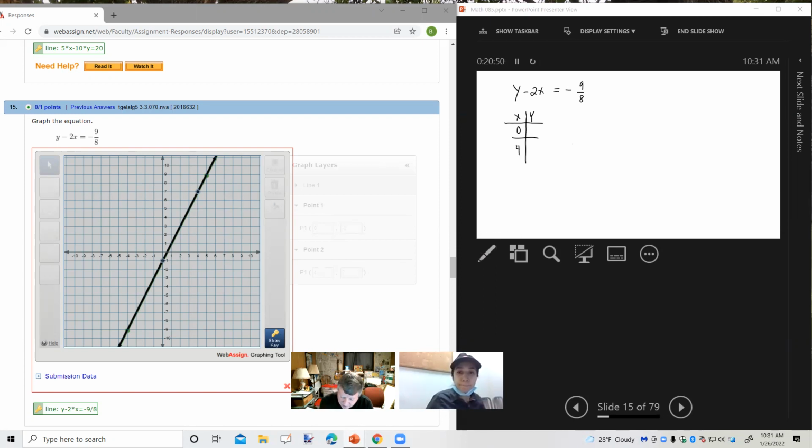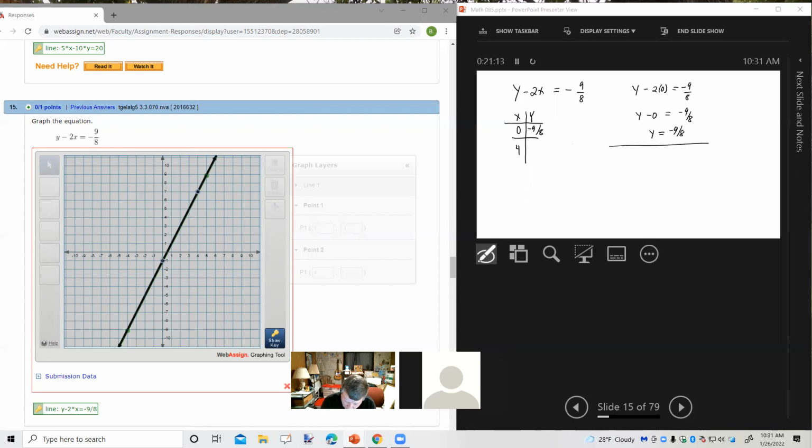First of all, if x is 0, and we put that into this equation, we get y minus 2 times 0 equals negative 9/8, which would be y minus 0 equals negative 9/8, or just y equals negative 9/8. So the first ordered pair should be 0, negative 9/8. Next, we're going to let x equal 4.